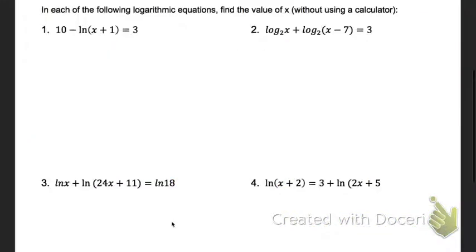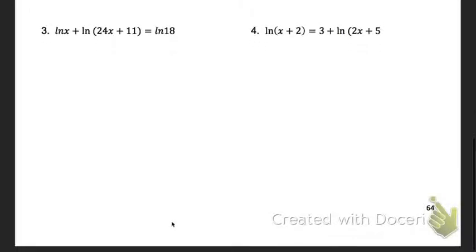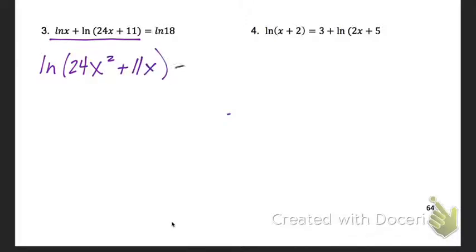Okay, let's try another example. Number 3: I've got 2 natural logs on the left side, and 1 on the right side. Let's start with combining the 2 on the left. What would that look like? ln of 24x squared plus 11x equals ln of 18.